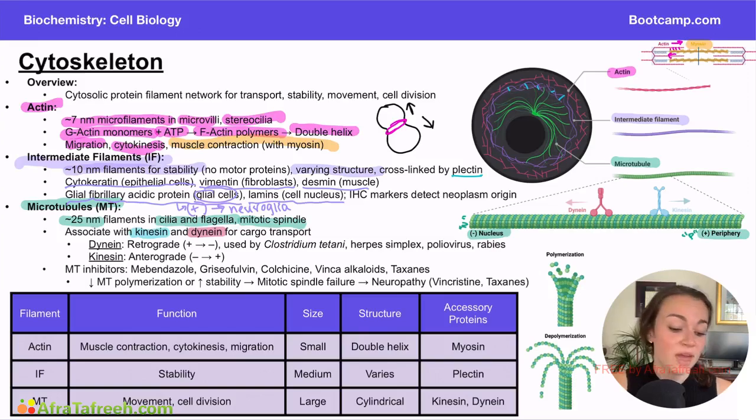And now several different pathogens can hijack dynein to take advantage of that retrograde transport towards the nucleus. So polio, for example, will latch onto dynein and use it to take itself towards the central nervous system. And other pathogens that do this include Clostridium tetani, herpes simplex, and rabies. And all of those, again, are using it for its capacity for retrograde transport back towards the nucleus of a cell, compared to kinesin, which was used for anterograde transport towards the periphery.